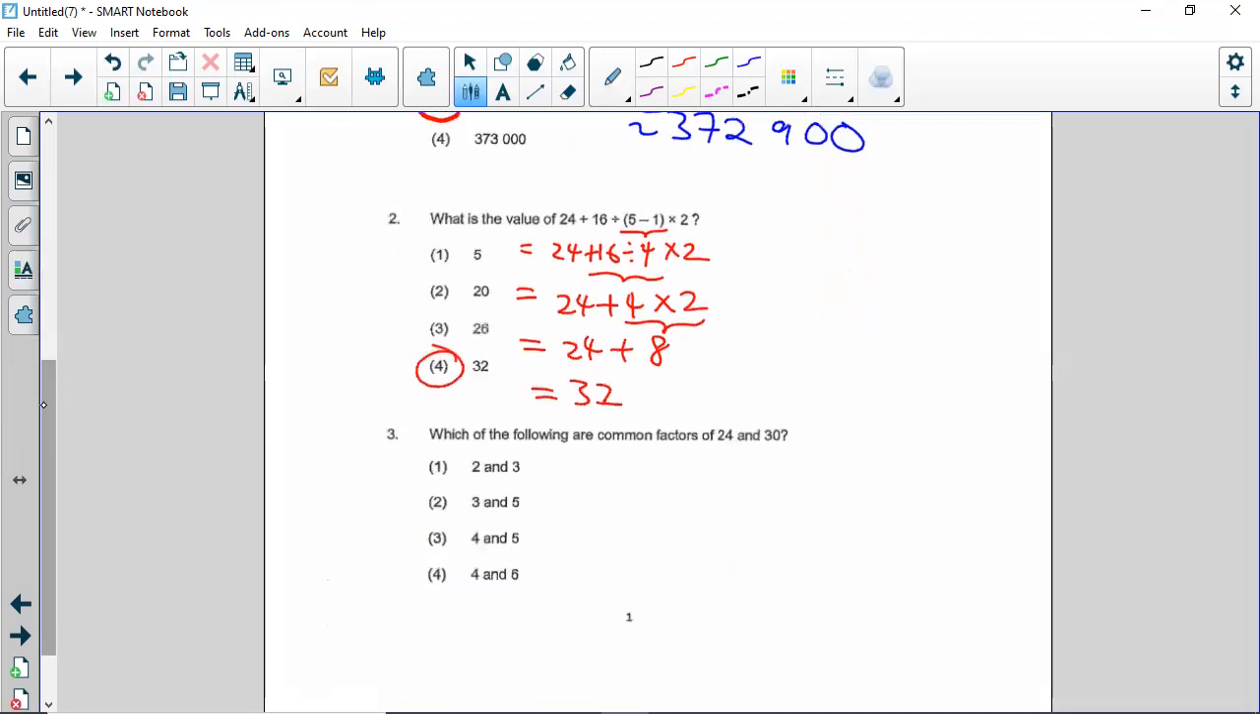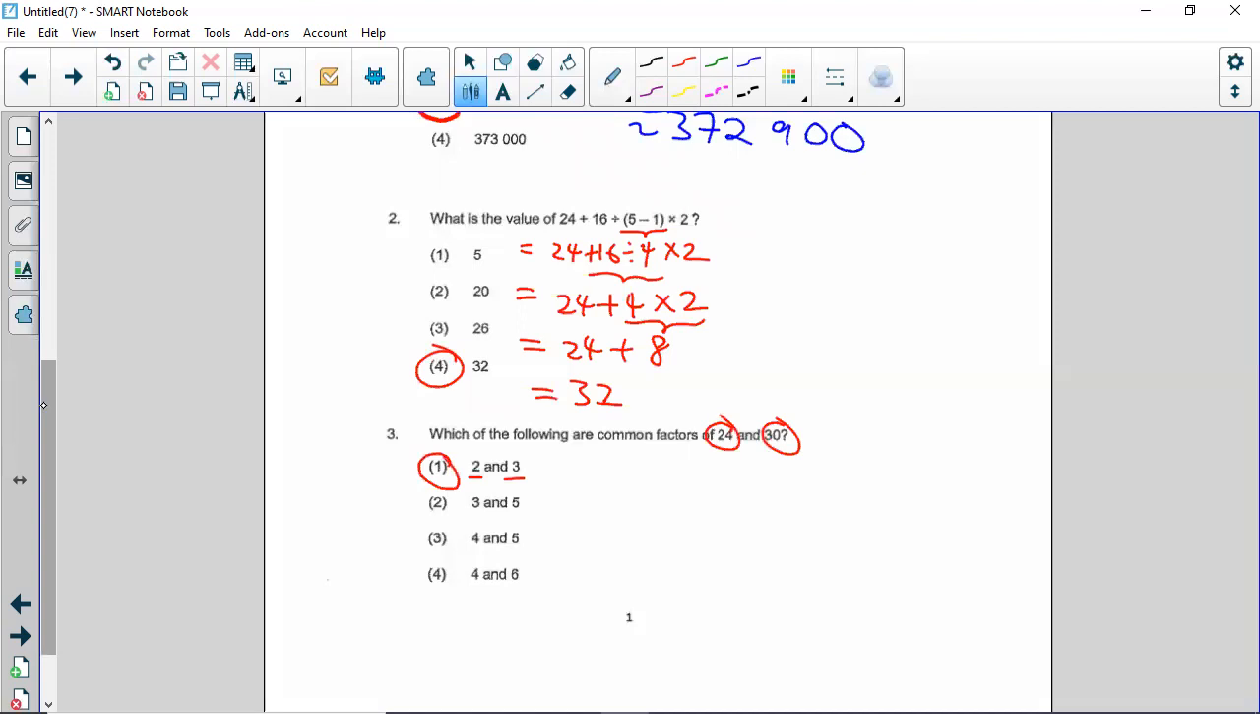Next one, question 3, shortcut. There are 2 things you have to watch out for. When I say shortcut, open your ears big. When I say methods, also open your ears big. So question 3, they are shortcuts. How do you find which numbers are common factors of 24 and 30? You take 24. Can 24 divide by 2? Yes. Can 24 divide by 3? Yes. Then go to 30. Can 30 divide by 2? Yes. Can 30 divide by 3? Yes. Answer number 1. So that's a shortcut.